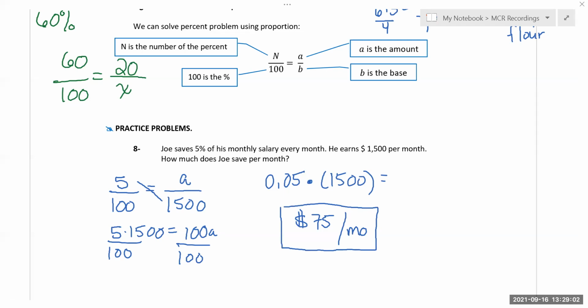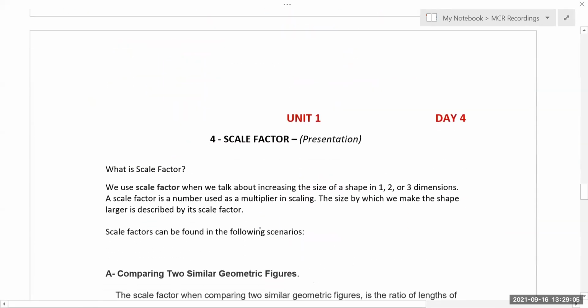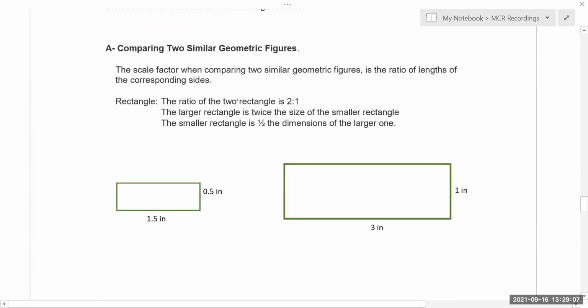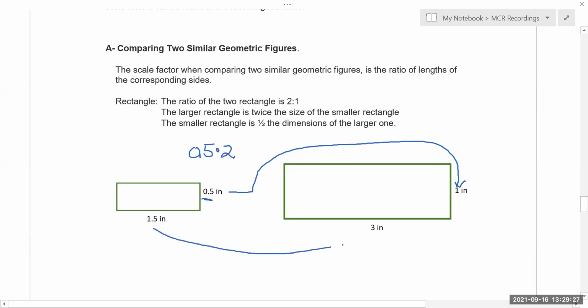All right, and then our last item for today is a little bit of looking at scale factors. So if you're told something is a 2-to-1 ratio, that means this is 2 times the size of that one for each measurement. So if this is 0.5, the corresponding one is 1, or 0.5 times 2, which is the scale factor. If this is 1.5, the corresponding one is 1.5 times 2, because that's the scale factor. So all of them are double.